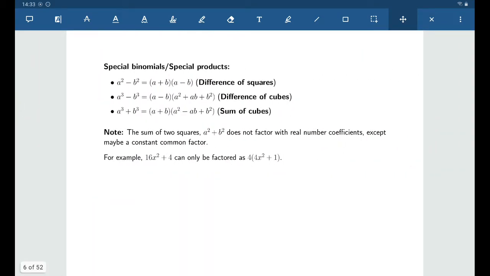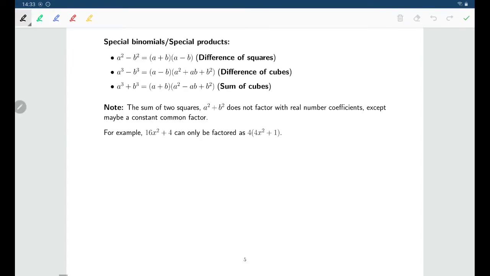A couple of formulas, one that you will definitely remember and the other two that you may or may not. We should hopefully all remember the difference of squares, that special product. When we have one perfect square minus another, in this case a squared minus b squared, that can be written as a plus b times a minus b.